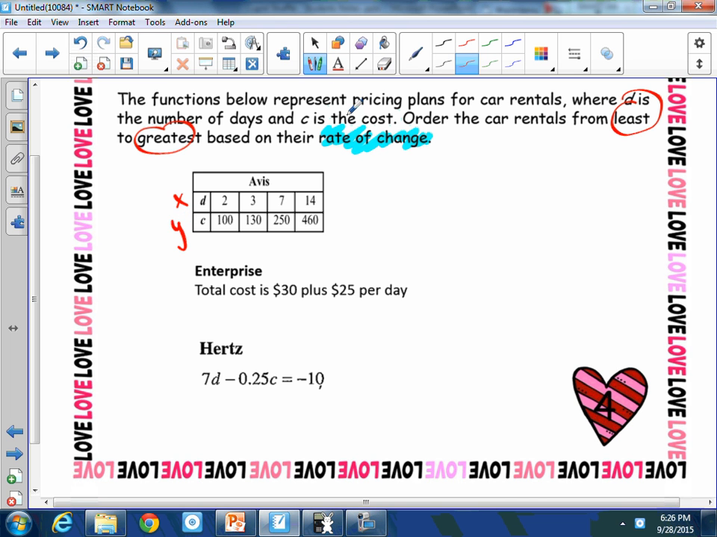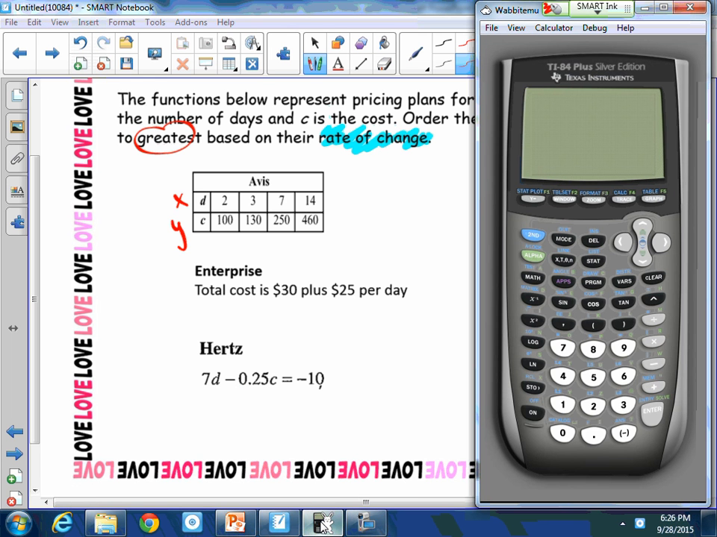How do I know? Because these are number of days and C is the cost. So the number of days is what determines what the cost is. The cost depends on the number of days. So let's go to the calculator and go to stat. And do this. Clear, enter. Okay, so that will be 2, 3, 7, and 14.